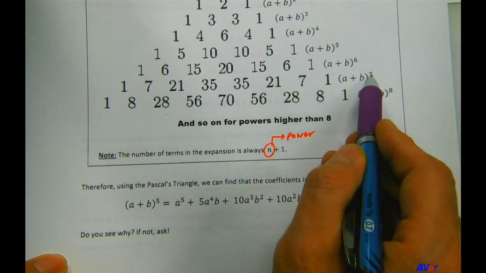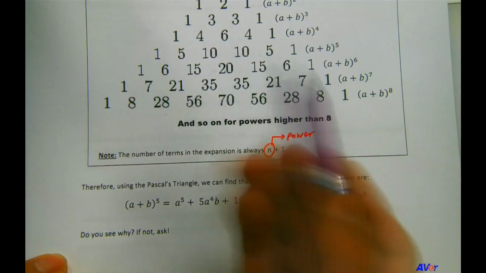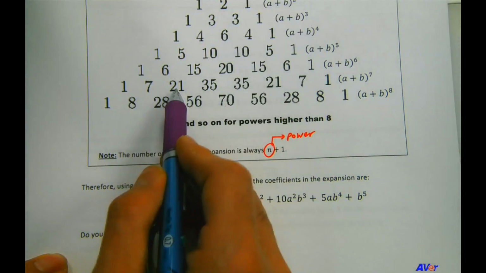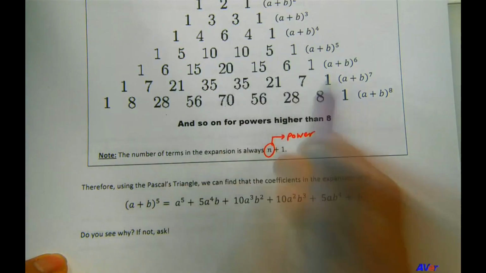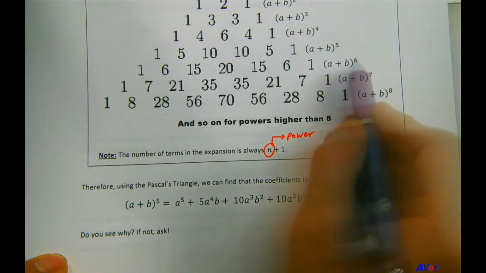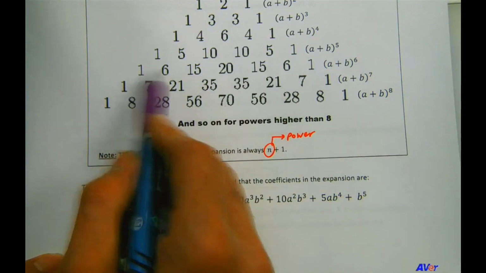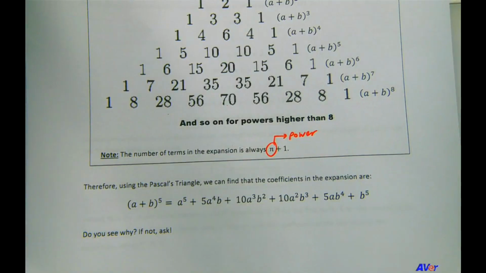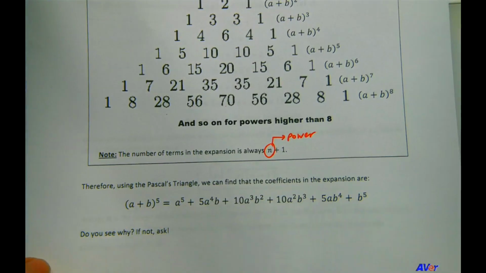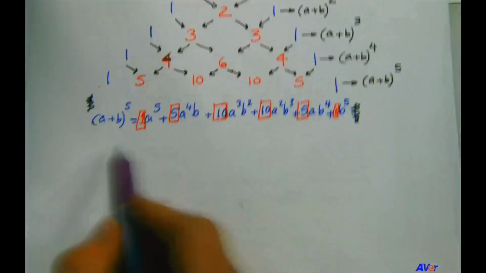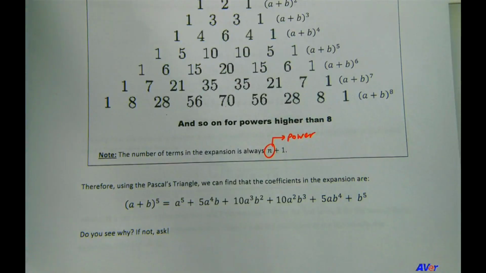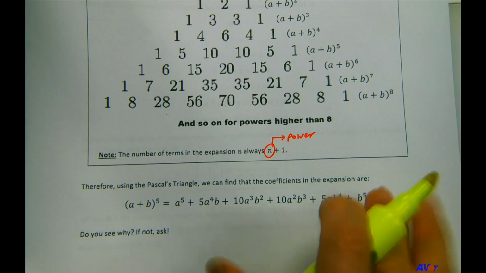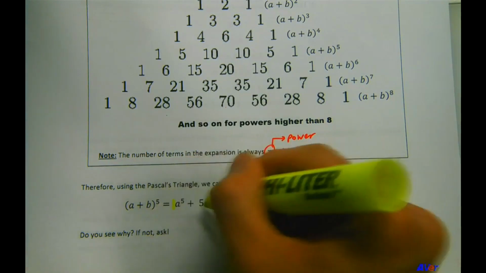If the power is 7, we must have 8 terms. Do we? Let's count. 1, 2, 3, 4, 5, 6, 7, 8. We do. If the power is 6, we must have 7 terms. Do we? 1, 2, 3, 4, 5, 6, 7. Okay? That's that. So what you see here is what I ended up with as I was explaining the Pascal's triangle. So this is the same result. Okay? So the Pascal's triangle identified the coefficients.